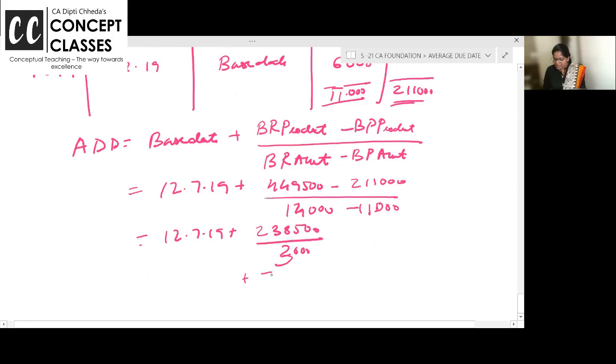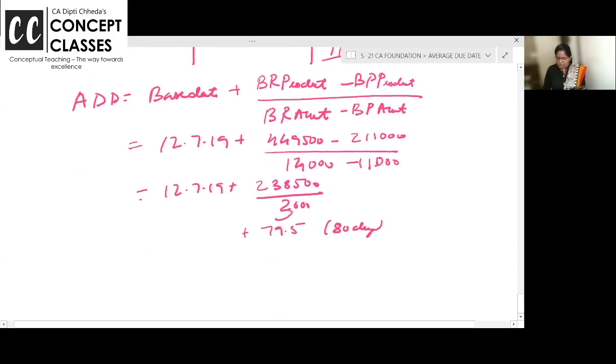So 79.5, almost like 80 days you have to add in 12th July to get 80 days. It's a huge journey. So 80 days के लिए अब 31 days are in July. So 31 minus 12, 19 days of July.